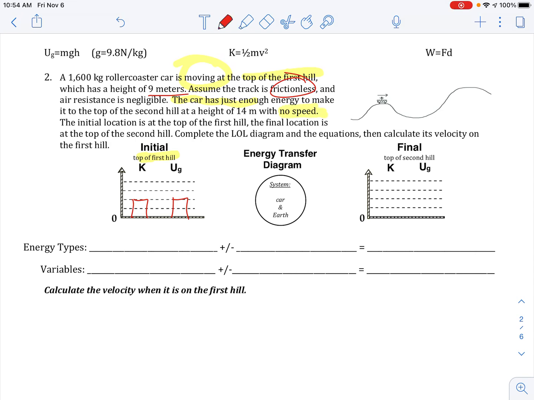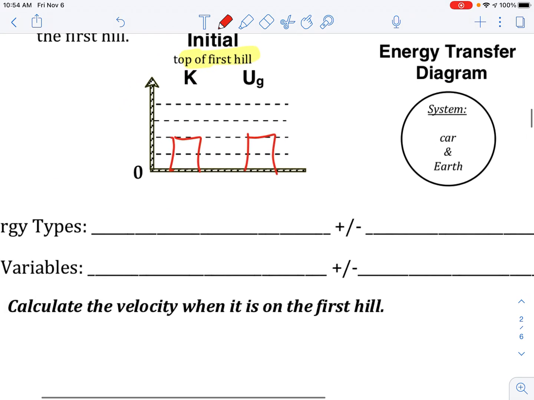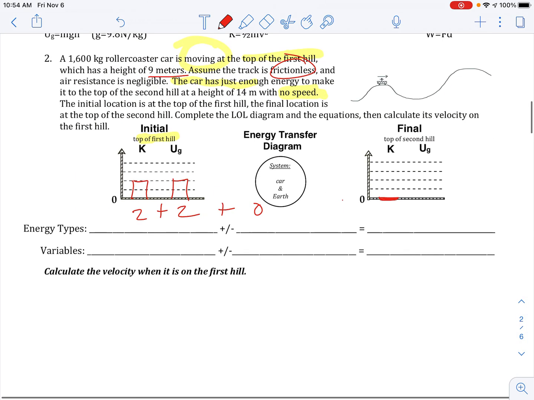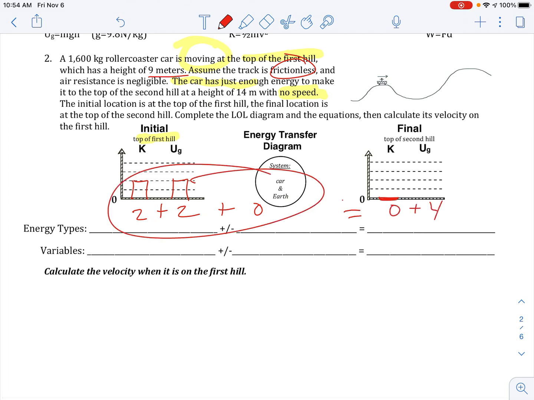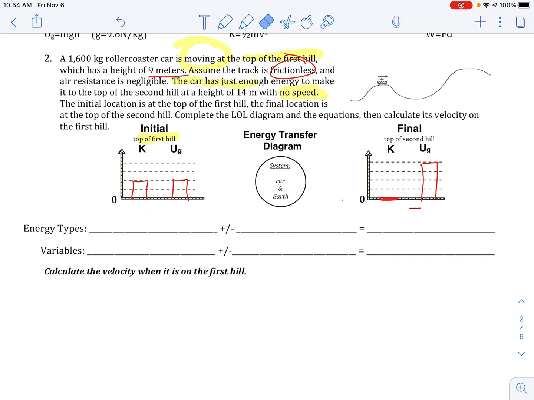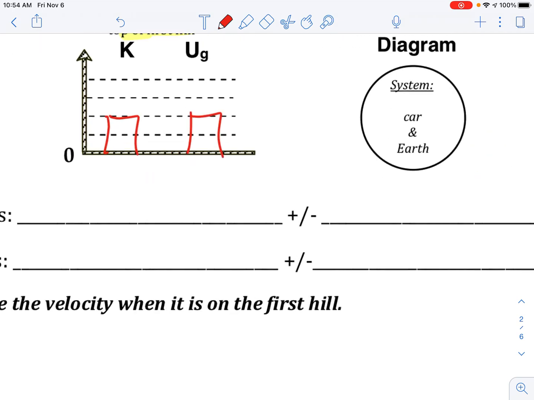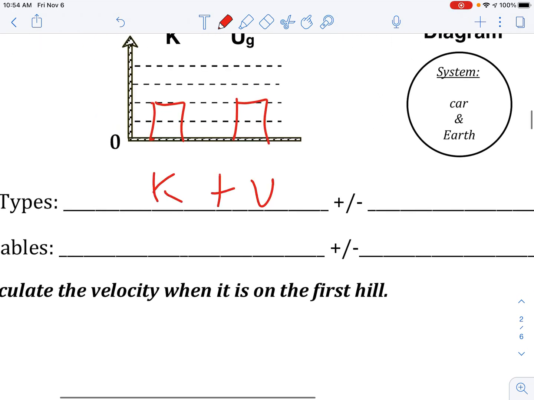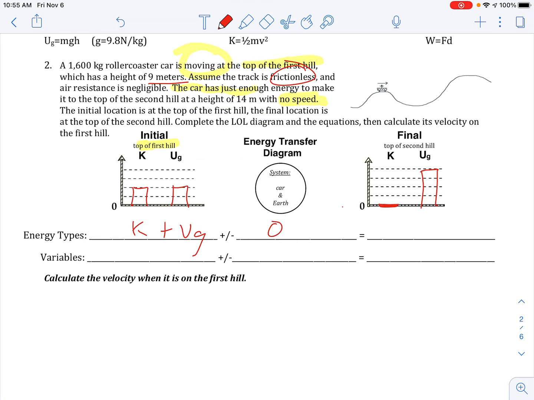That's super important. If at the second hill it has no speed, then we know it's got no kinetic energy. So how much UG should I give it here? Let's just do our conservation of energy just to see. We've got 2 units plus 2 units plus nothing equals 0 plus, all right, so it's got to be 4, right? Because we have 4 over here, so we got to have 4 over there. So let's say the UG has 4. That's conservation of energy right there. As I always say, once you get that LOL done, if you get that right, then it gets easier from there. So now we've got K plus UG plus 0 equals UG.